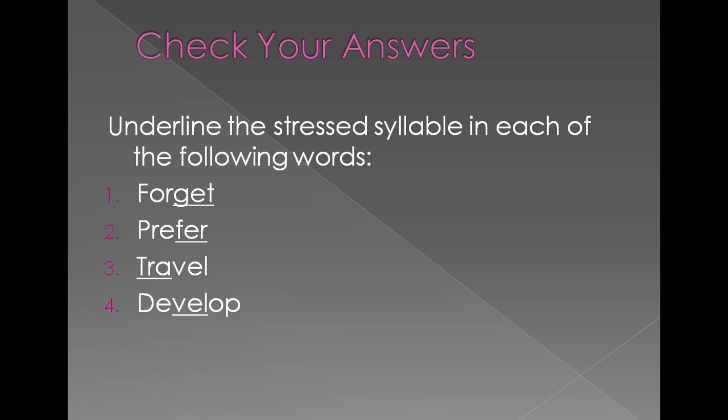Now check your work. Forget and prefer, the last syllable, second syllable, is the stressed syllable in the word. For number 3, the tra, first syllable, is the stressed syllable. And in number 4, vel, the second syllable, is the stressed one.